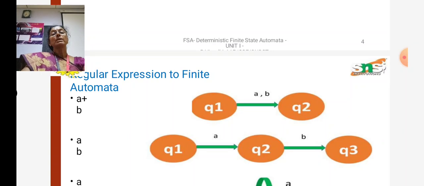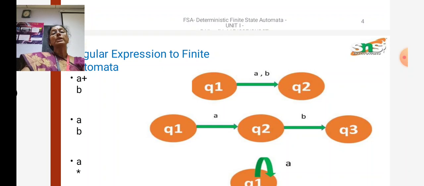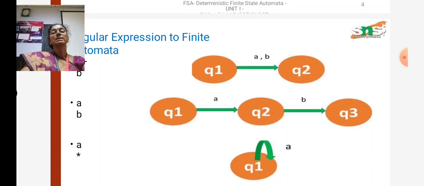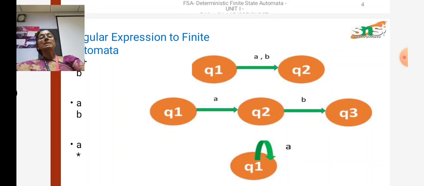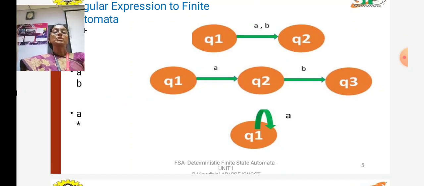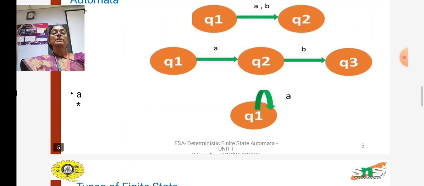For example, for regular expression to finite automata: for a or b, from the start state we have either an a transition or a b transition, and it goes to the state Q2. Suppose a dot b, that is a concatenation operation: after reading a we read b, and finally in Q3 it accepts ab. Suppose a closure: we have a self transition, a single state with multiple occurrences of a. This is the representation of finite automata for the given regular expressions.